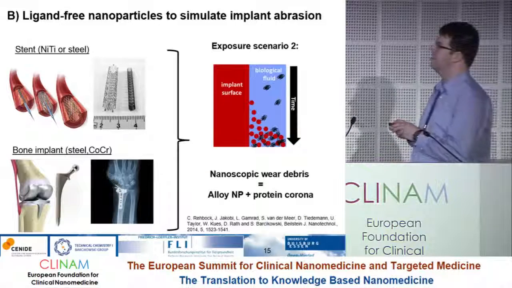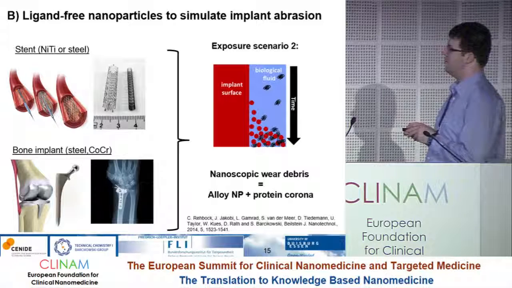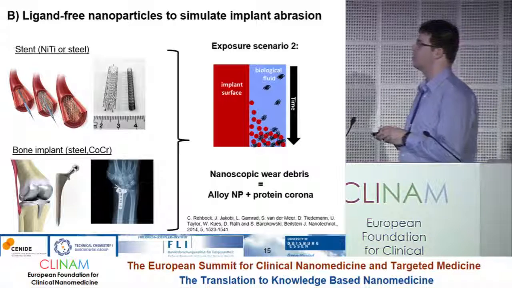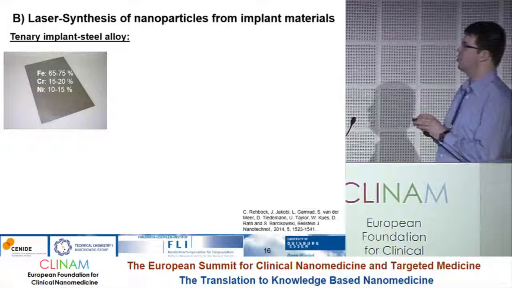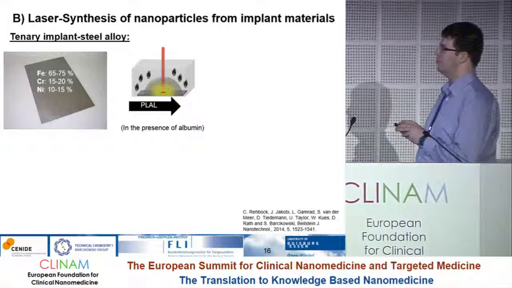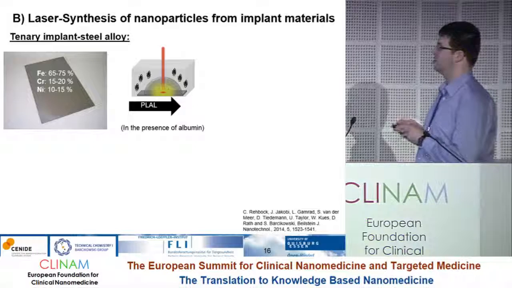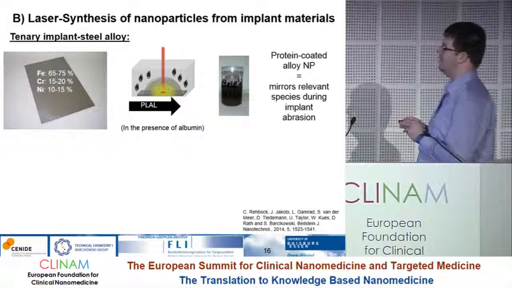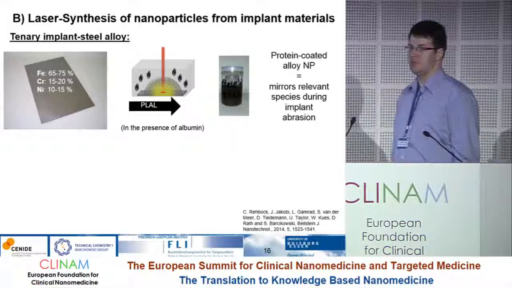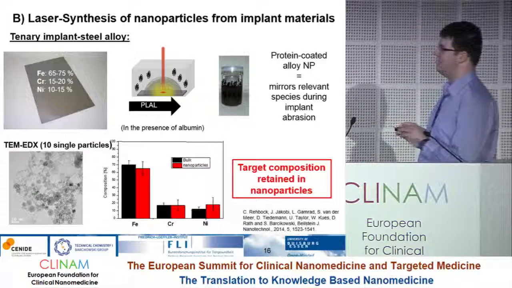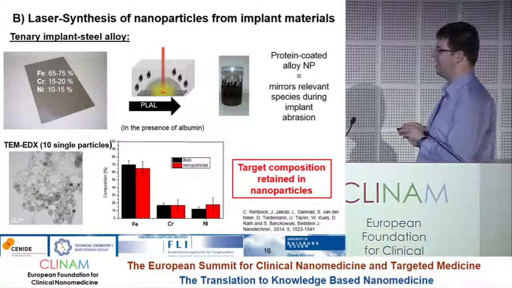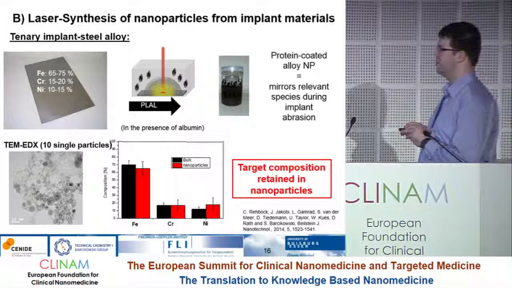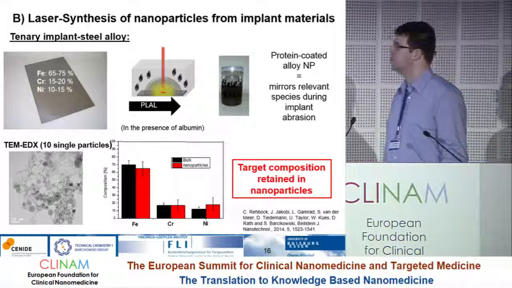We use this to study the problem of implant abrasion, where we have nanoscopic wear debris, where we can alloy the nanoparticle with a protein corona. What we did, we took a ternary implant steel alloy out of iron, chromium, and nickel. We subjected it to pulsed laser ablation in liquid in the presence of albumin, or albumin was added shortly after the process. And then we have our system, which is a protein-coated alloy nanoparticle, which mirrors the relevant species during implant abrasion. We further analyzed these particles, and by TEM-EDX, we studied single particles in this case, and we found that the target composition is retained in the nanoparticles. Here you see in black the composition of the bulk material, and in red the composition of the nanoparticle.